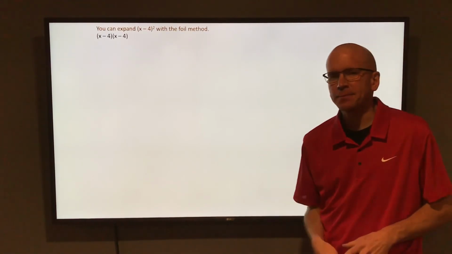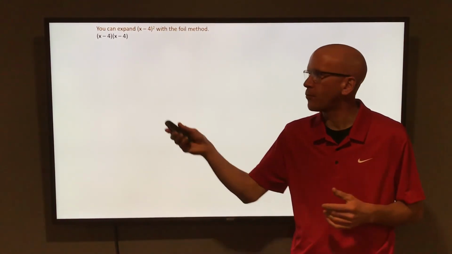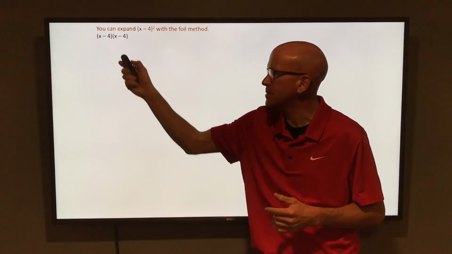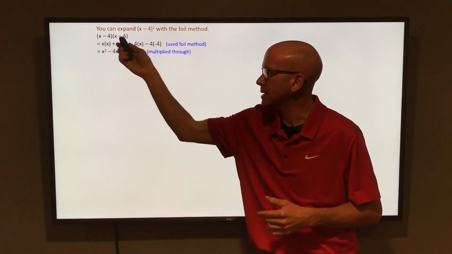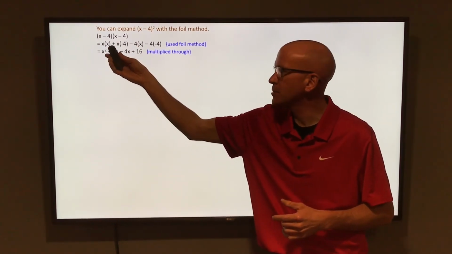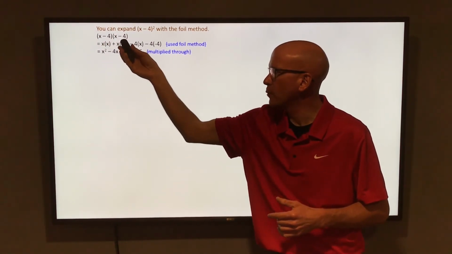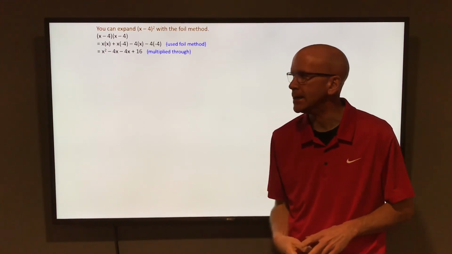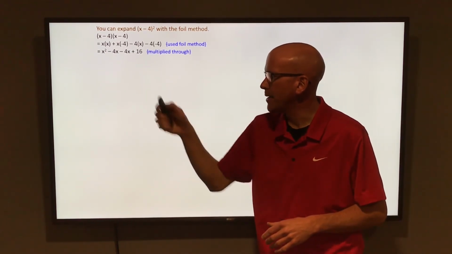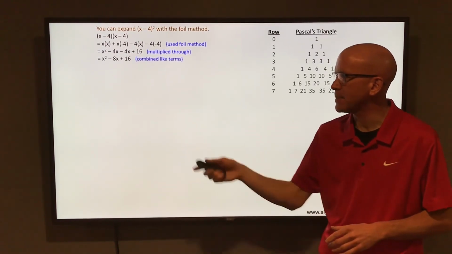So if you're taking x minus 4 times x minus 4, you could use the FOIL method or distributive property there. X times x, that's going to be x squared. And x times negative 4, it's negative 4x. Then distribute the negative 4 through that second set of parentheses. Negative 4 times x, and then negative 4 times negative 4 would be positive 16. Simplify that, combine the like terms, negative 4x and negative 4x, that makes negative 8x.